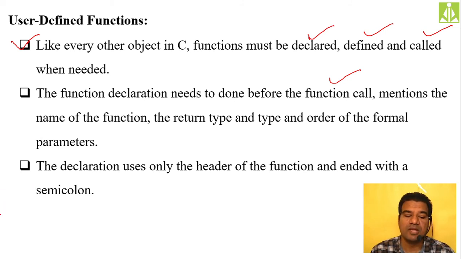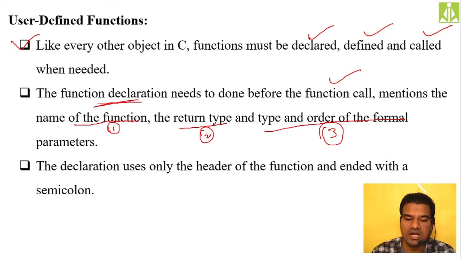What we have to do? We have to specify the name of the function. You can read over here. We have to specify the name of the function, the first thing. Then the return type, the second thing. And parameter type and order, this is the third thing. Okay, we need to do these three things: name, return type, and parameter type and order. These three things we have to do in case of what? Function declaration.